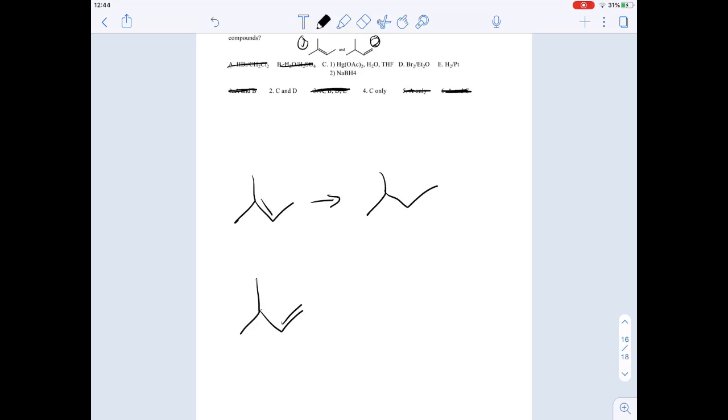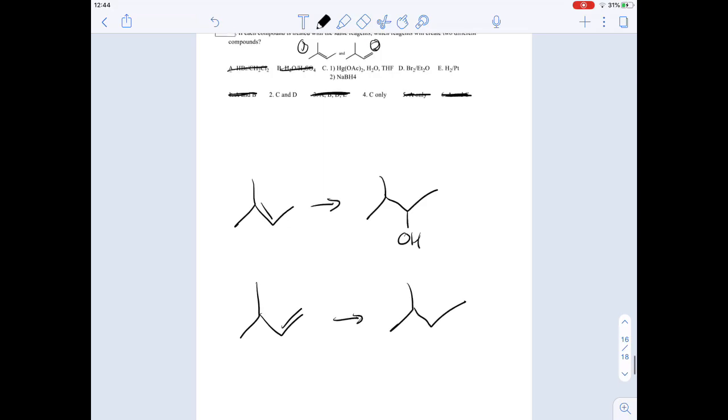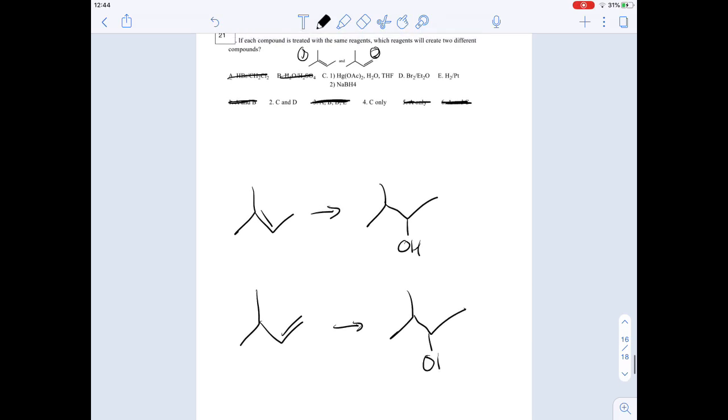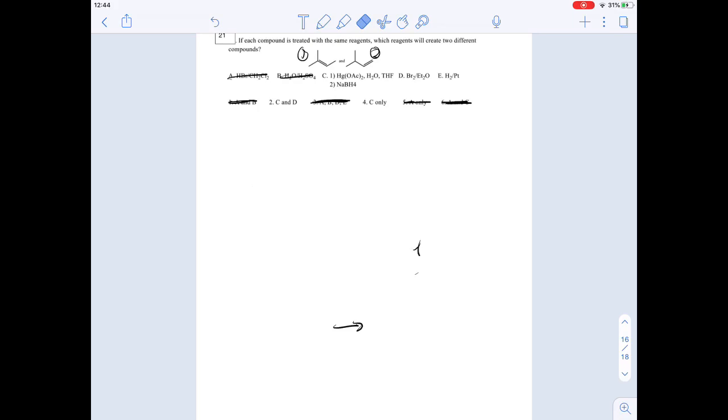Markovnikov product means you're going to add to the more substituted side, and it's going to add an OH. So you're going to get this. This is again going to add to the more substituted side, and it's going to add an OH, no rearrangement. So these are not the same compound. That's supposed to be an equal sign with a slash through it. So these are not the same compound, so C is definitely going to be one of your answers.